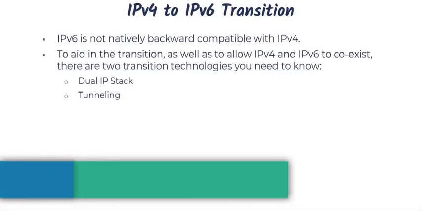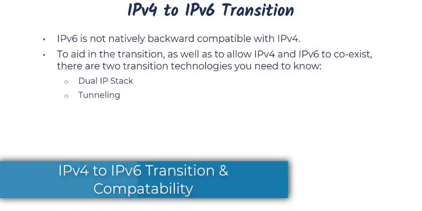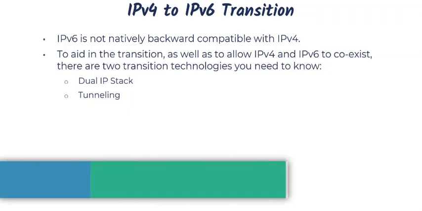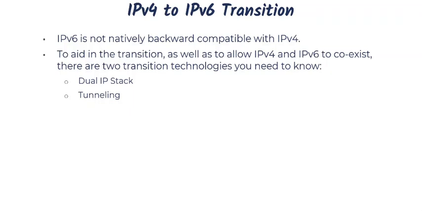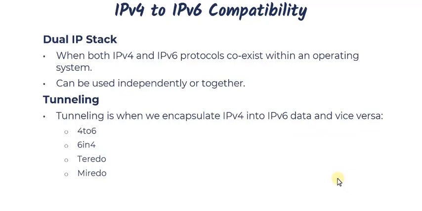So since IPv6 has been deployed since 1999 and IPv4 still exists, we need to talk about the transition from IPv4 to IPv6 and how that works. Natively, IPv6 is not backwards compatible with IP version 4. To aid with the transition, there are technologies that have been developed such as dual stack implementations and tunneling, and we're going to talk about that in this lecture. So let's talk about how this coexistence and compatibility works with IPv4 and IPv6.